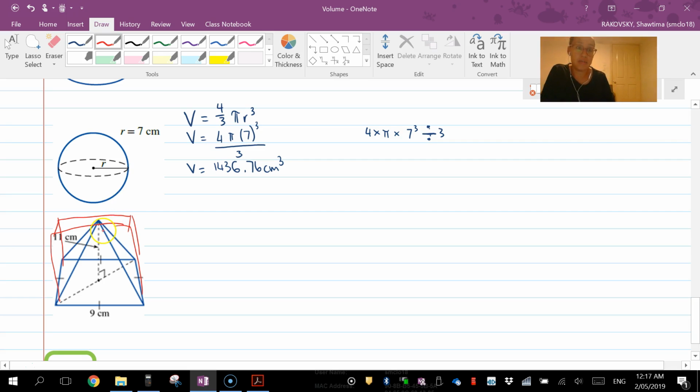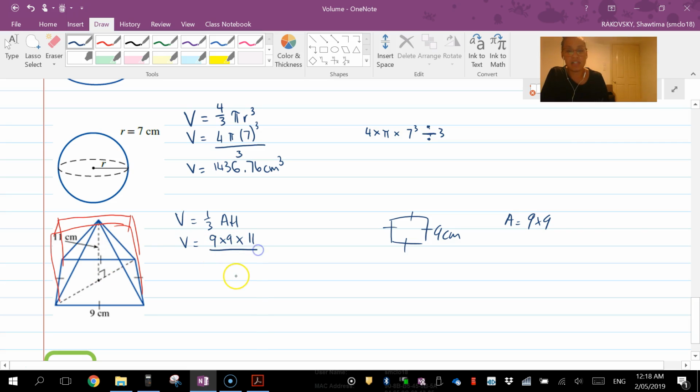So using your formula, volume equals 1/3 AH. If you have a look, it's a square base pyramid, and the sides are all 9 centimeters. So the area of a square is 9 times 9. I'm just going to substitute them straight on in. 9 times 9 times 11, which is the height of our square base pyramid, and divide that by 3. V equals then 297 centimeters cubed.